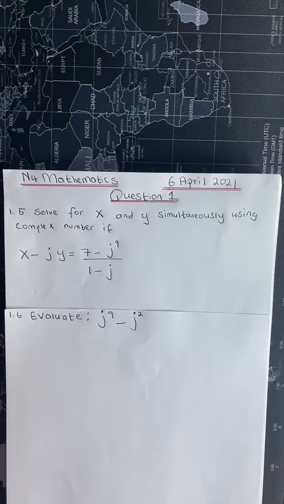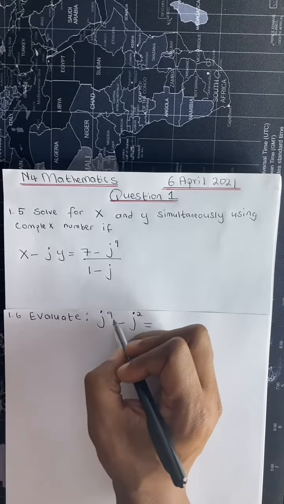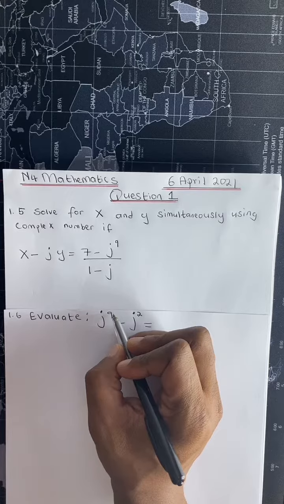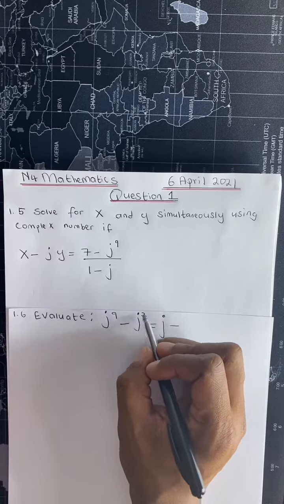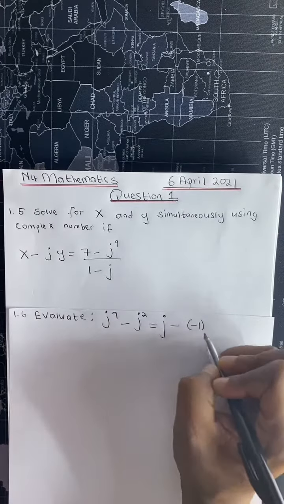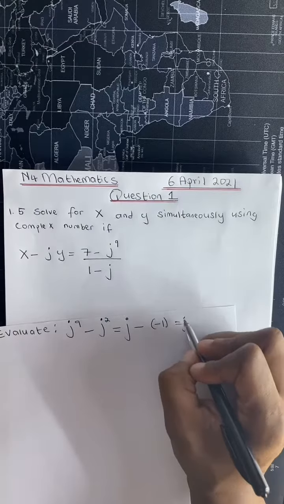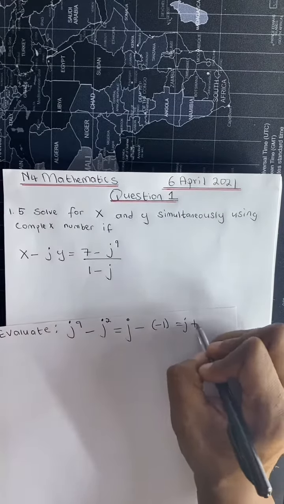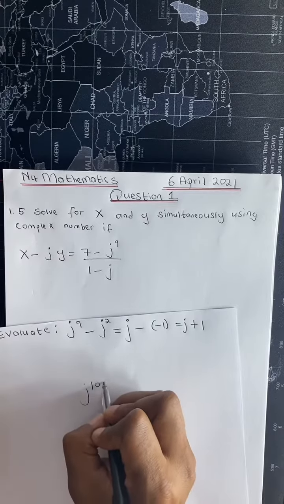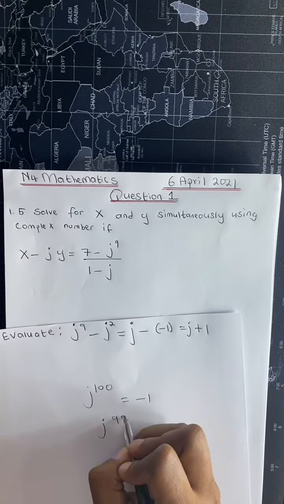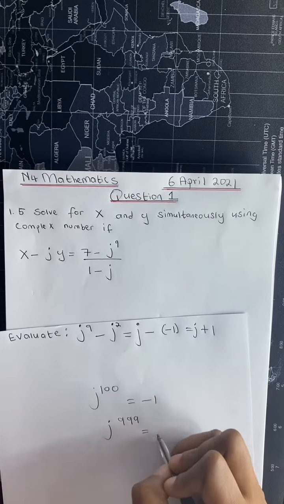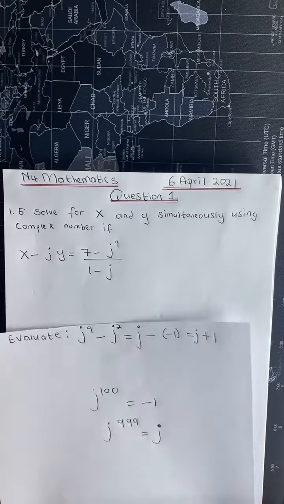Let's jump to question 1.6, where we have to evaluate j to the power 9 minus j squared. Each and every time when a j is raised to a number which is odd, it will always be j. And each and every time when a j is raised to a number which is even, it will be -1. So j, this negative multiplied by this negative would be +1. So if we had j raised to the power 100, this will be equals to -1. J raised to 999, this will always be equals to j.